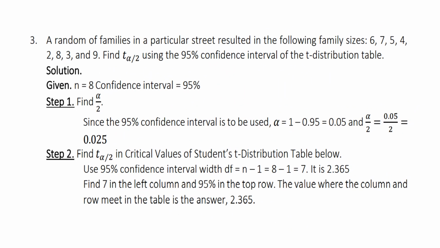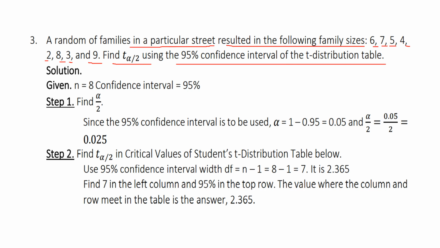So for example number 3, a random sample of families in a particular street resulted in the following family sizes: 6, 7, 5, 4, 2, 8, 3, and 9. Find the t sub alpha over 2 using the 95% confidence interval of the t distribution table.